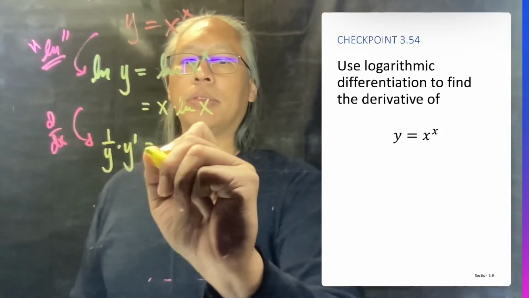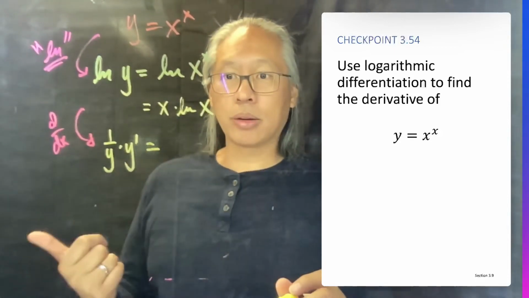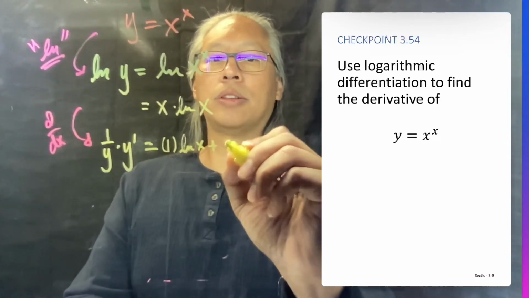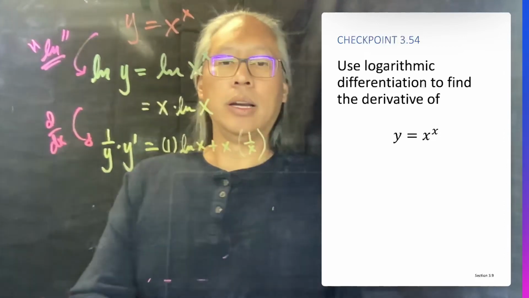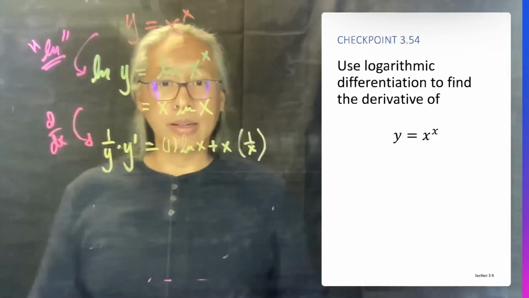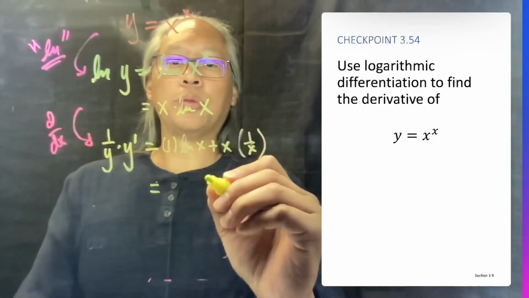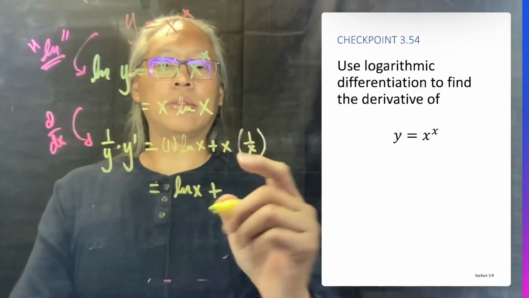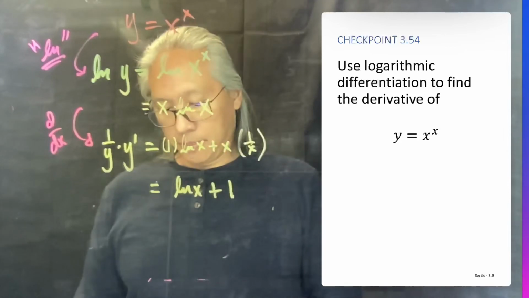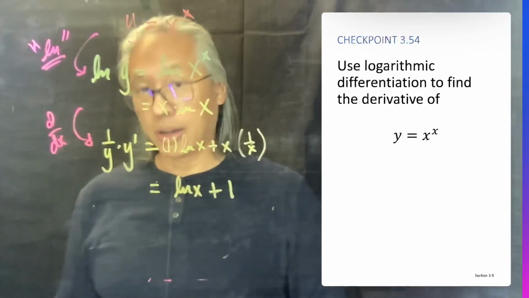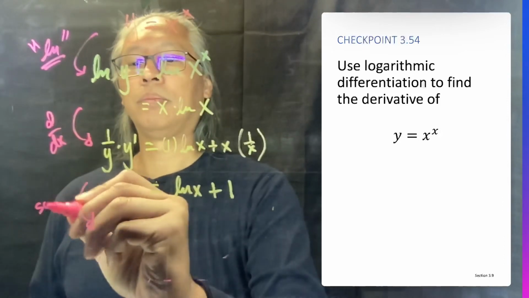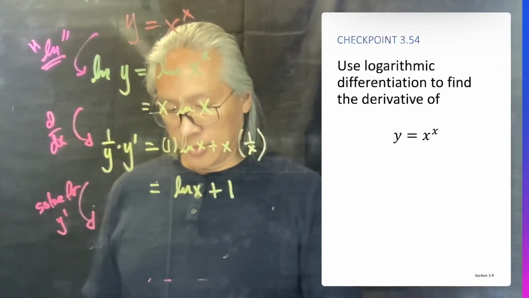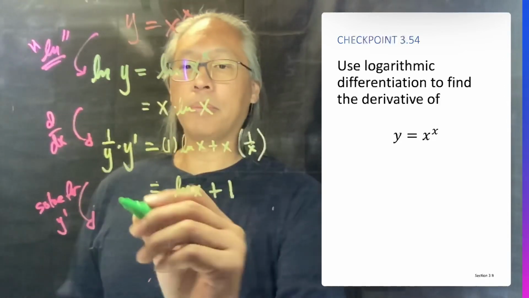All right, now let's take the derivative of the right-hand side, and that's the product rule I was talking about. Derivative of the first times the second, plus the first times the derivative of the second, and simplify. And so as we simplify, we're going to just write ln of x plus, and then x over x is just going to be 1. Okay. And then last step here, we're going to solve for y prime. And we'll do that by just multiplying by y on both sides.